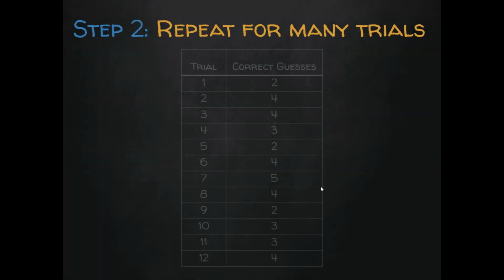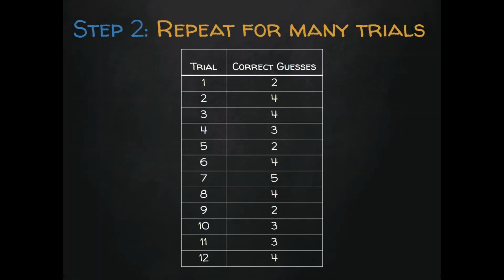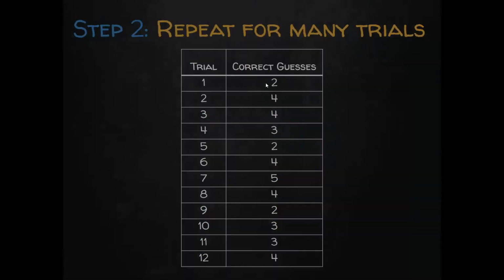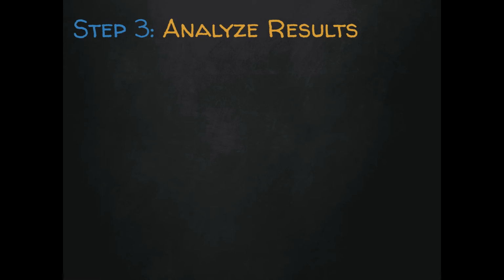Now, we want to repeat this for many trials. Here's a table of 12 trials that I ran earlier. So for each trial, we would record the number of correct guesses that Paul picked. And we want to do this a large number of times.